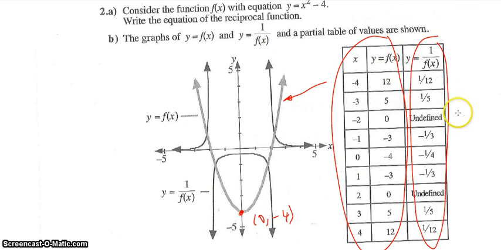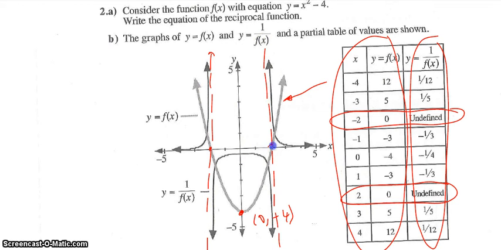And same thing, the 0 becomes undefined. So therefore, you have 2 zeros here. They become vertical asymptotes here and here. Did you see? So the lines have the equations x equal to negative 2 and x equal to 2, because this is where the zeros are. And they become your vertical asymptotes. There's always a horizontal asymptote here.